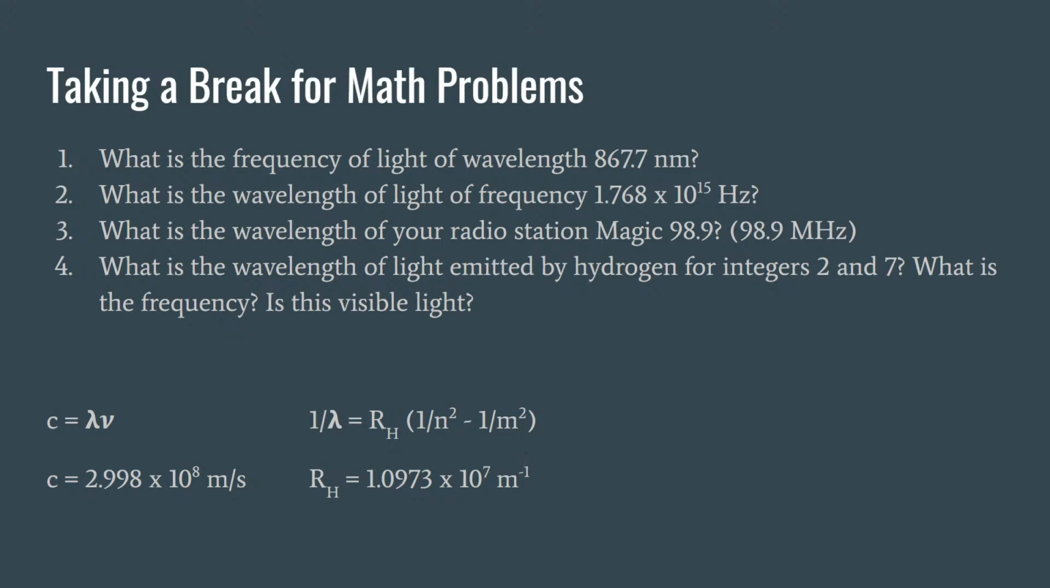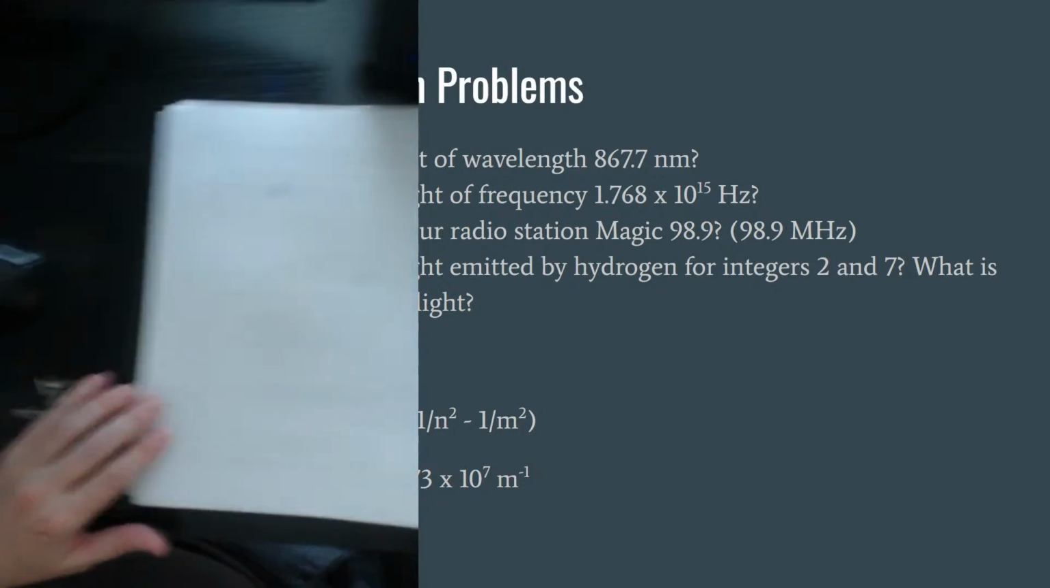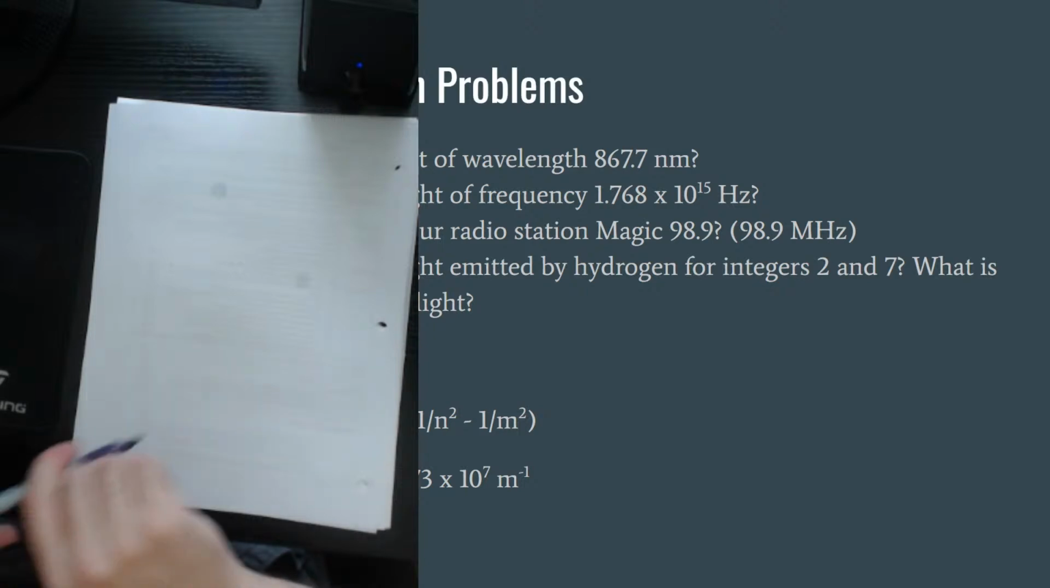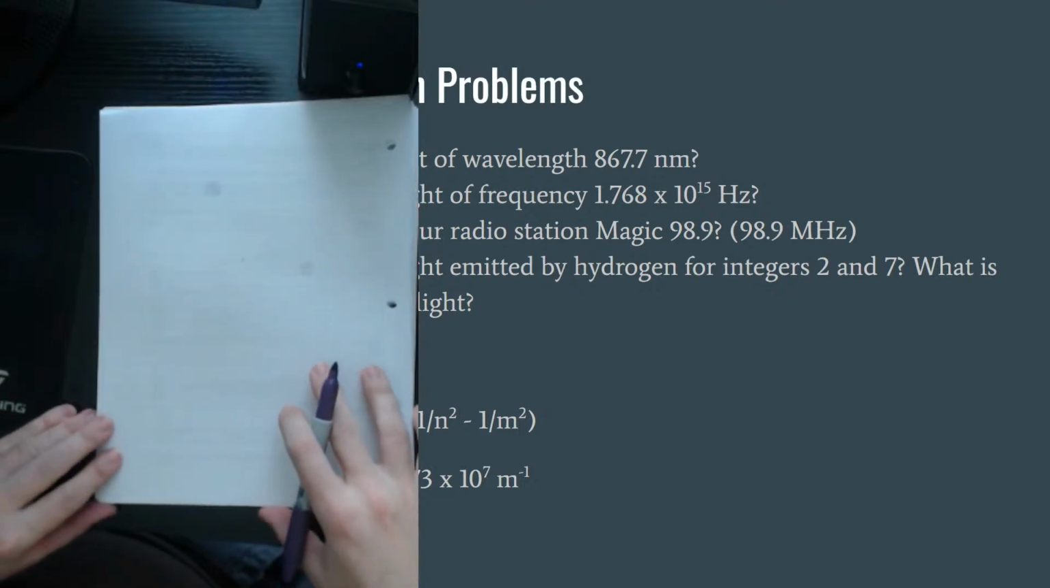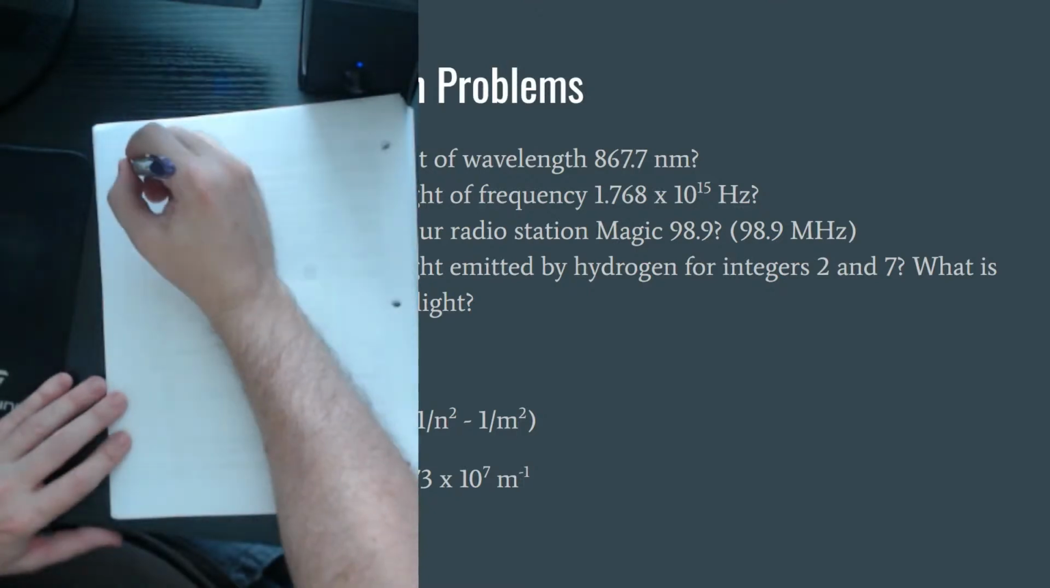So let's walk through these problems. Grabbing a random color, we're going with purple. Let me bring up the paper. All right. So what is the frequency of light at wavelength 867.7 nanometers?